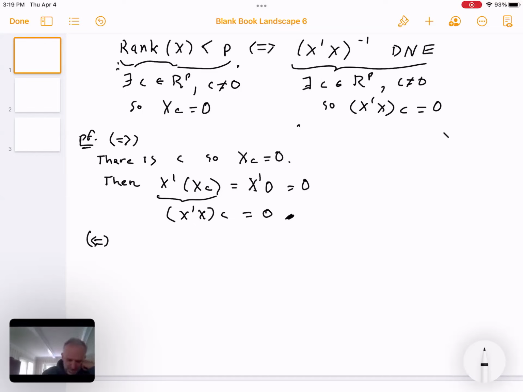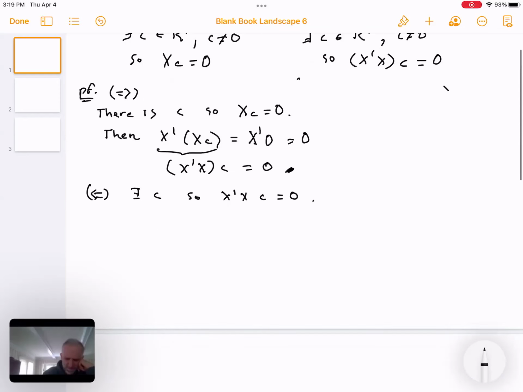What about this way? There exists C such that X prime X times C equals 0, and we want to show that means XC must equal 0. That's not as obvious, right? There's just a simple trick for this. Maybe not simple. It's not as obvious. Okay, the trick is to multiply both sides of this equation by C prime.